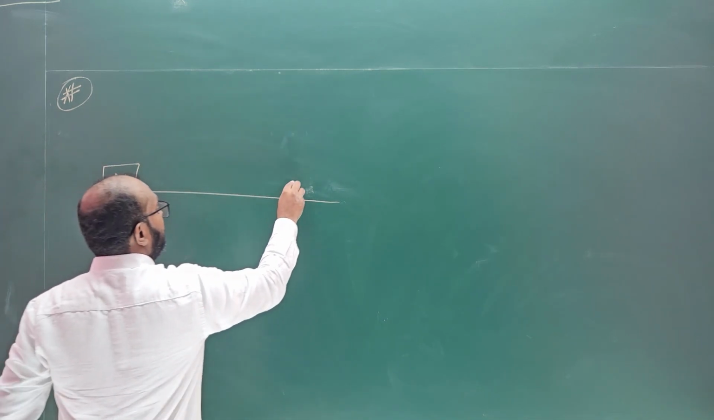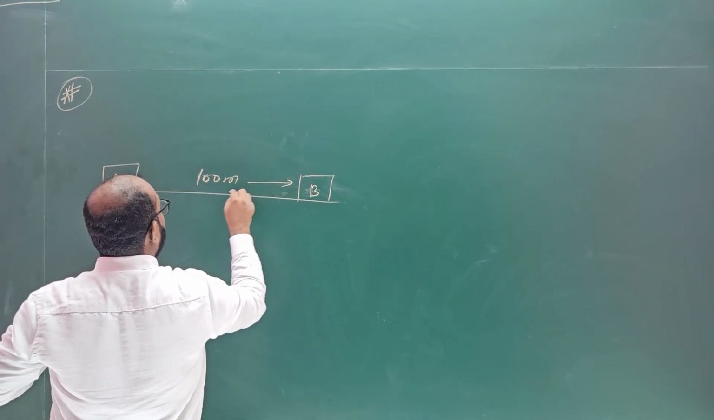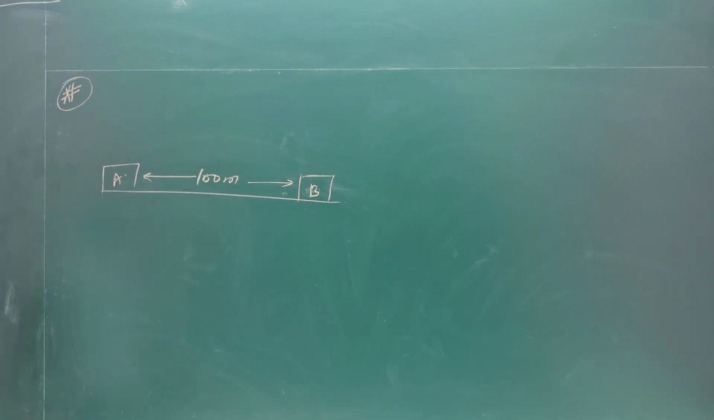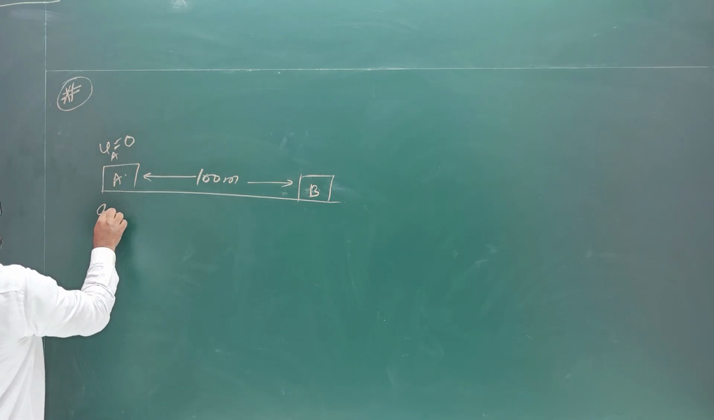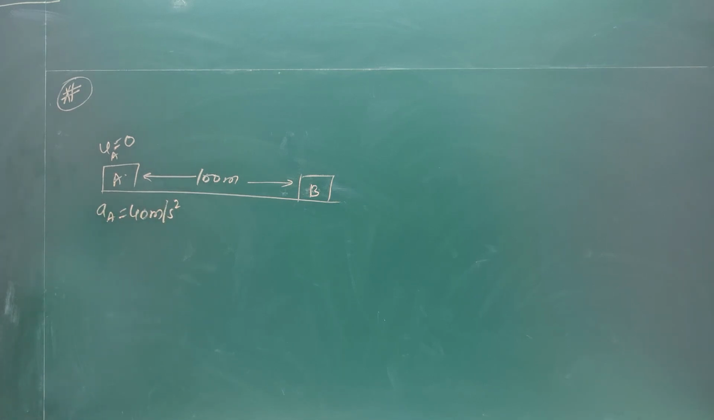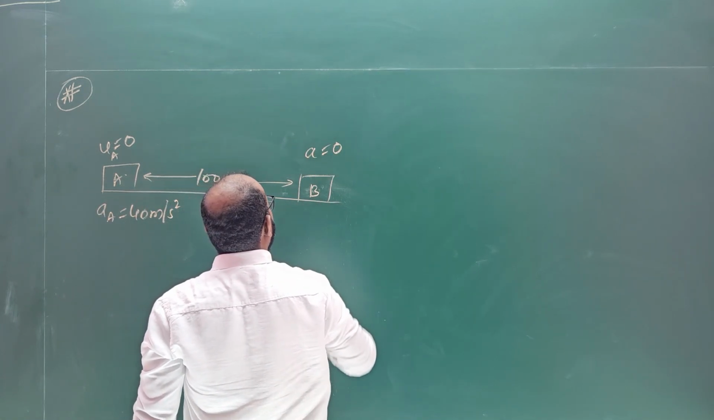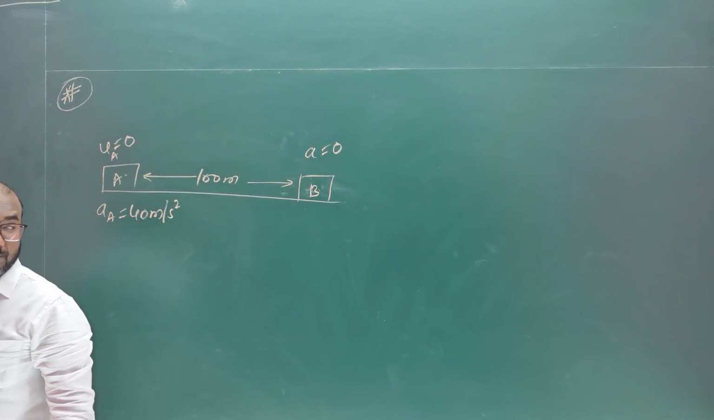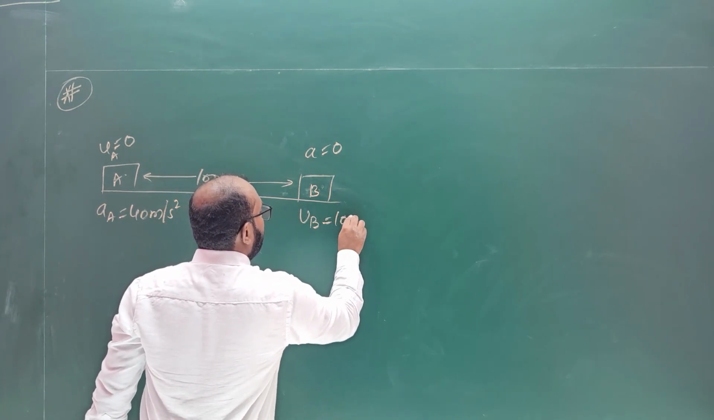Here is your body A and here is your body B, and consider they are separated by a distance of 100 meter. Given that u is equal to 0 for body A and acceleration of A is 40 meter per square second, and body B is moving with constant acceleration 0. Sorry, the speed of body B is, consider, 10 meter per second.